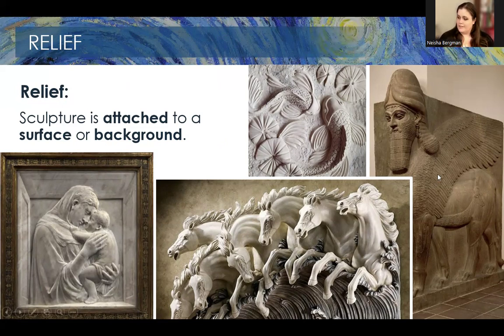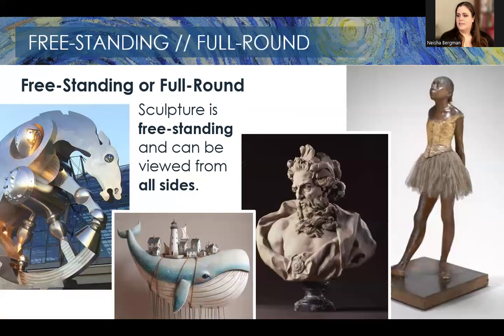For example, this Babylonian sculpture is cut into this stone. Okay, these fish are carved into the clay. These horses are coming out from the wall, but they're not fully in the round. You cannot go all the way around them. Same thing with this carving here by Michelangelo. You can't go all the way around it. It's in a frame. We still understand the sculptural and 3D aspects, but it's constrained.